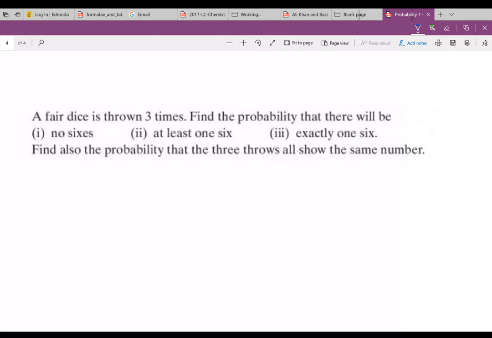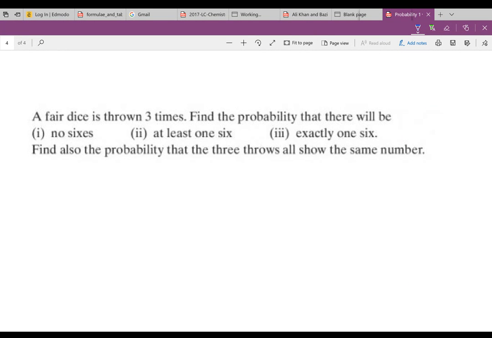Okay, a fair dice is thrown 3 times. Find the probability that there will be. So this is probably more straightforward of an independent event, because I'm not taking discs out. Literally, if I throw the dice, I could possibly get the same answer every single time.